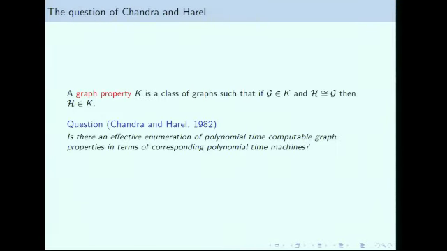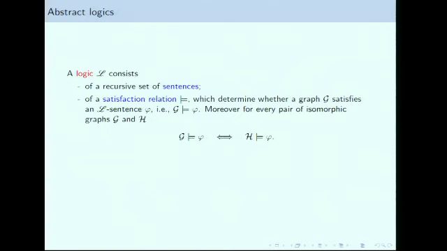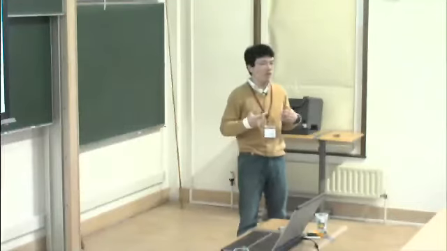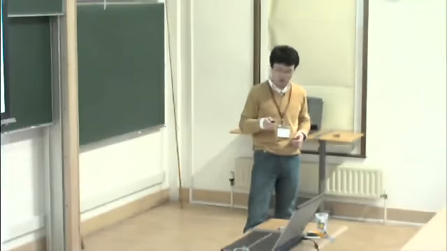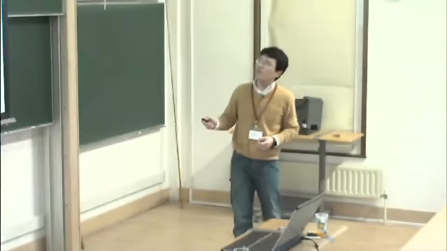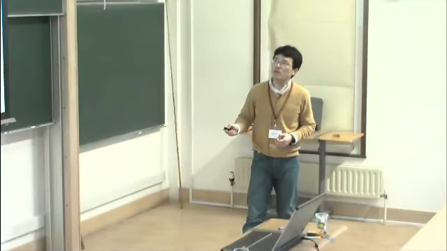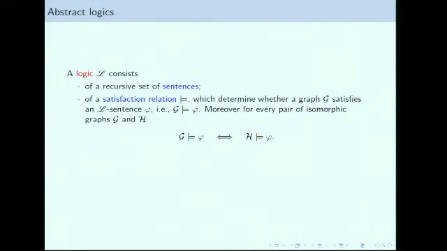But to formulate this problem in a more logical fashion, we need a notion of abstract logics from model theory. Here it's a very general notion of logic. A logic L consists of a recursive set of sentences. Think about FO sentences, least fixed point logic sentences, second order logic sentences. This is the syntax part of the logic. For the semantics, we need a satisfaction relation, which determines whether a graph G satisfies an L sentence, so G is a model of phi. Here I restrict myself to graphs. Of course, you can talk about general finite structures.